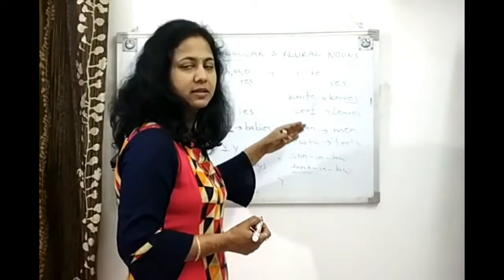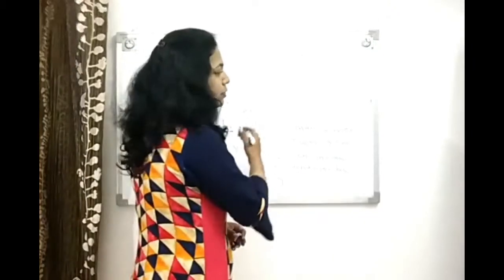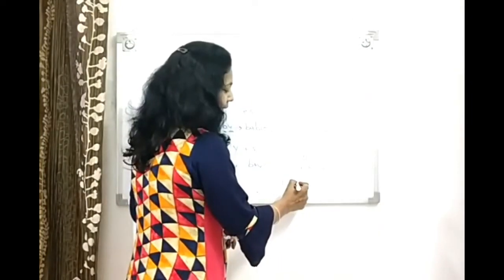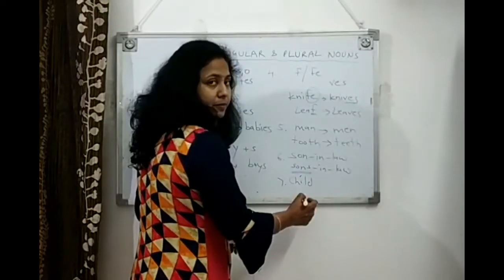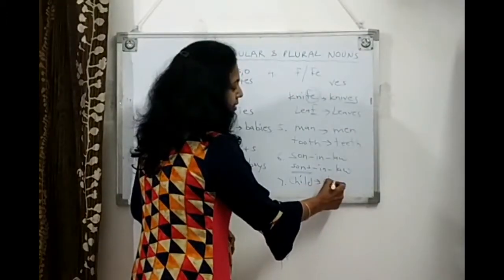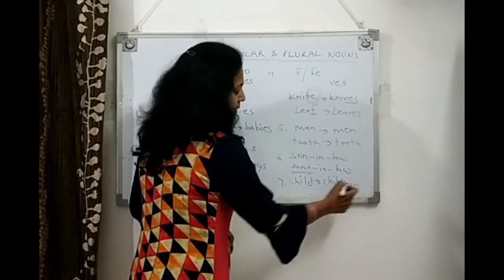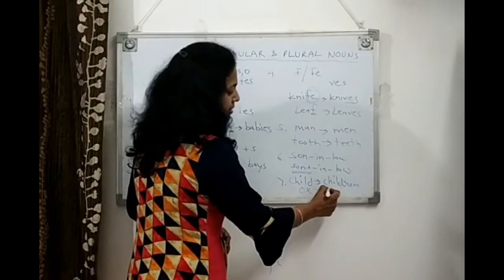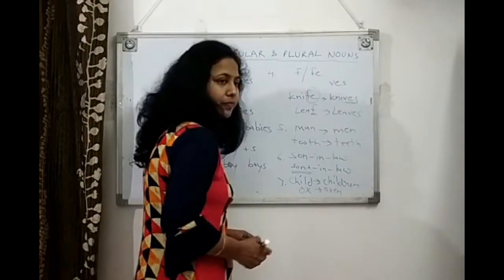other than these, there are certain irregular words which do not follow any of these rules, like child. Plural of child is children. Plural of ox is oxen.